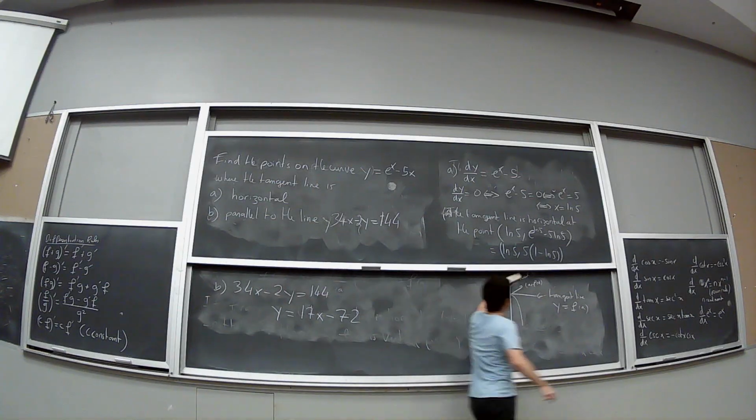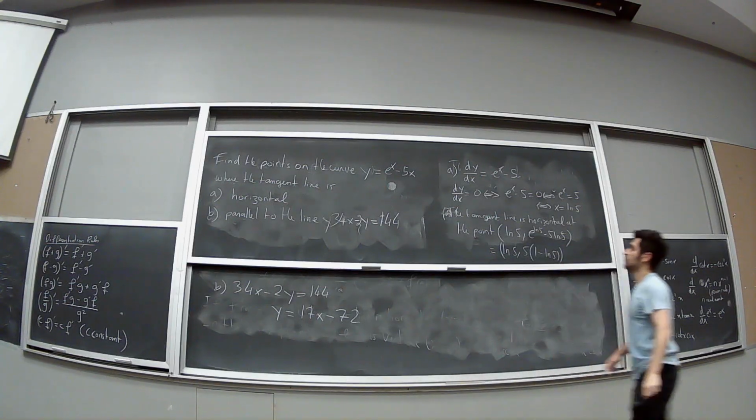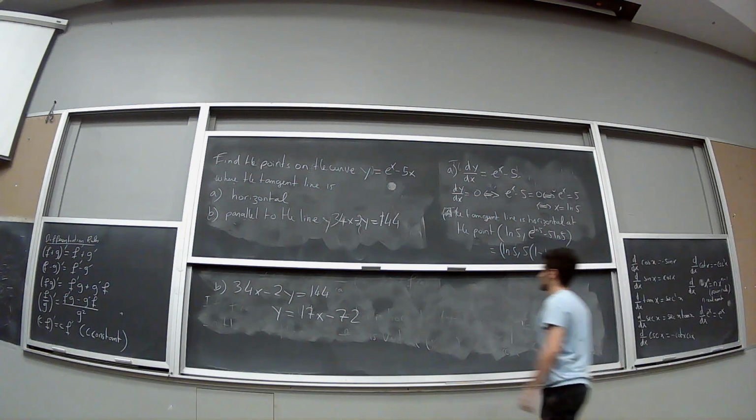I need to find the point at which the tangent line is parallel to this line. How do I solve this? How do I find the point? I take the derivative and set it equal to 17. Very good. Are we good or not? Yeah, so dy/dx equals 17.